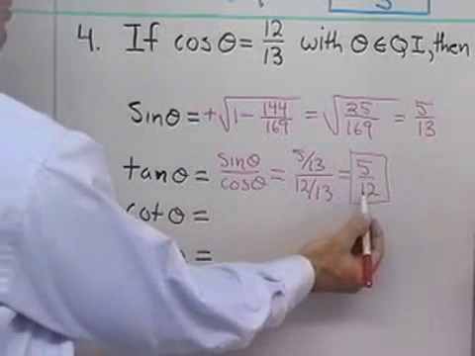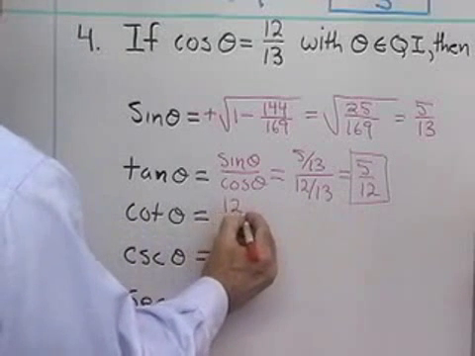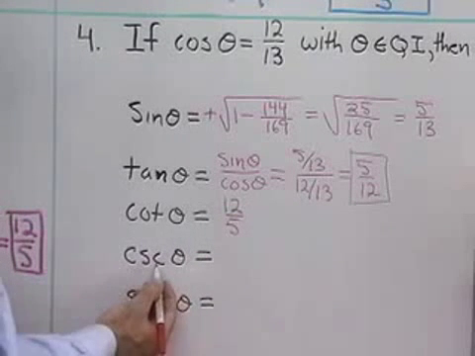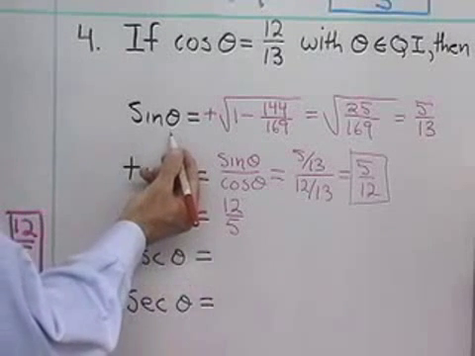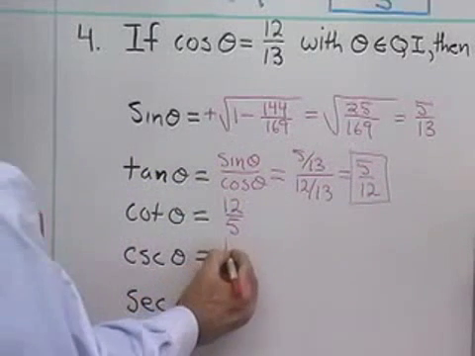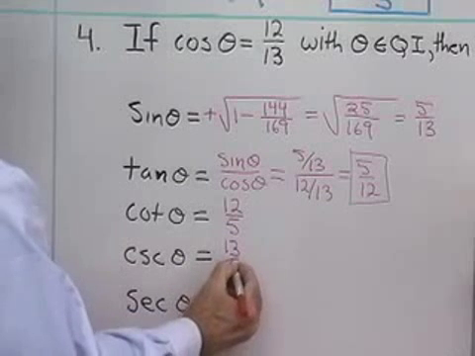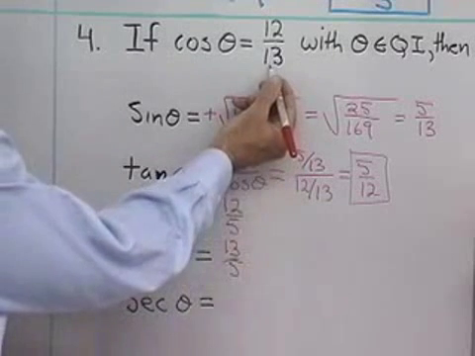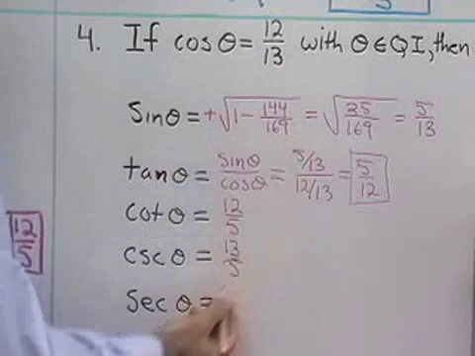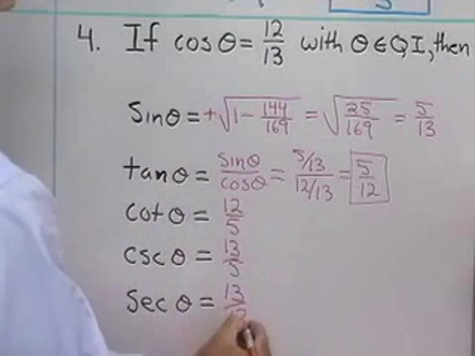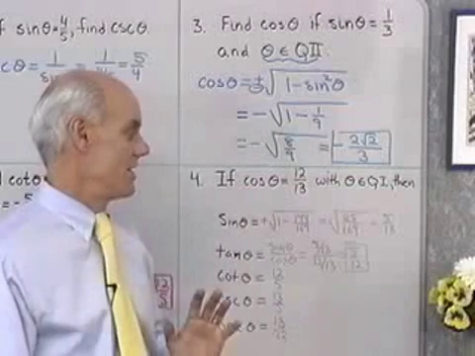Cotangent theta is the reciprocal of tangent, so it must be 12/5. Cosecant theta is the reciprocal of sine theta. Sine theta is 5/13, so cosecant theta must be 13/5. And my last one, secant theta, is the reciprocal of cosine theta. Cosine is 12/13, so secant must be 13/12.